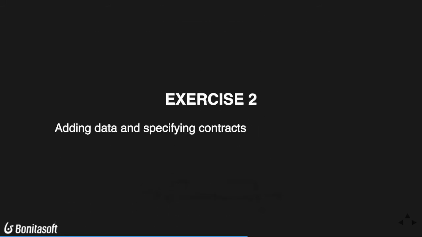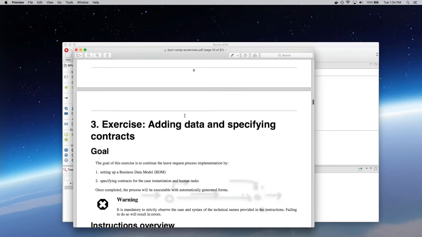And it's right now. So here's exercise number 2, where we're going to define our first data model and create a contract on the process instantiation part and on the task execution part. So let's take a look at the exercise.